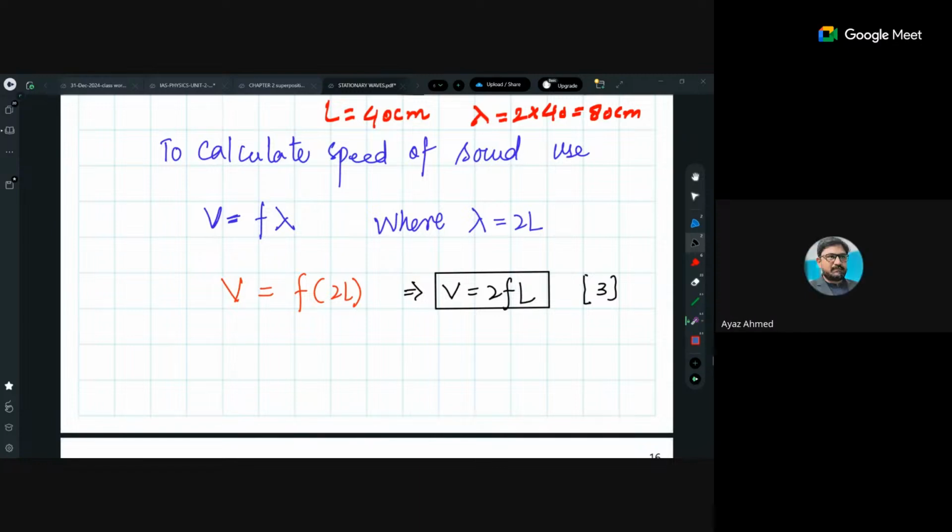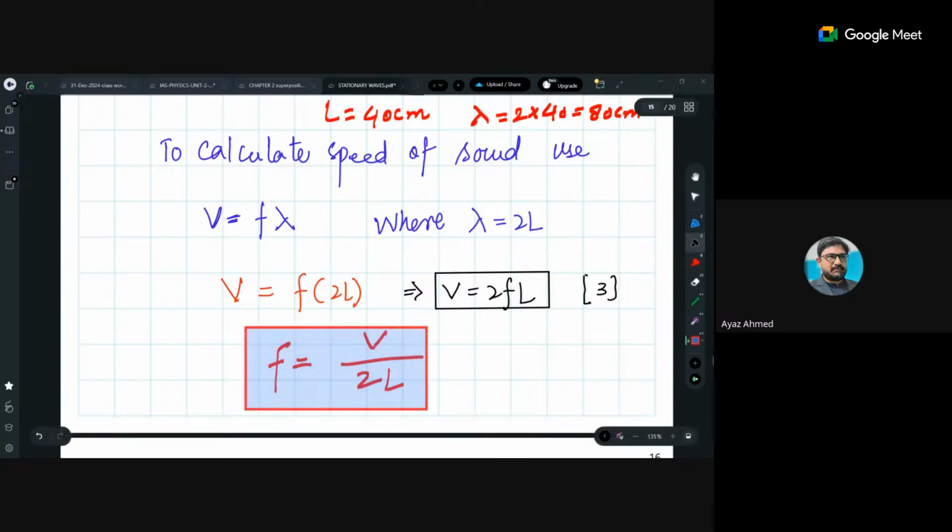So this means that when we have to calculate speed, speed is equal to 2fL, or when we calculate frequency, the frequency is equal to v divided by 2L. So this is the first situation, our first fundamental frequency of any progressive wave, which can be calculated by your stationary wave formation method. Got it?